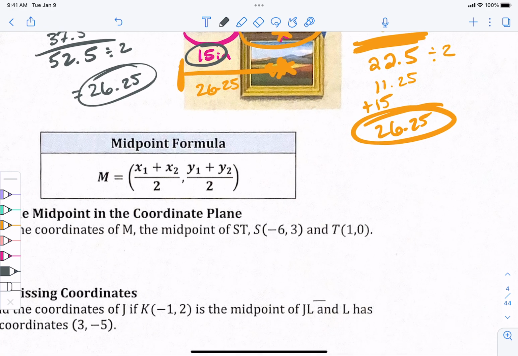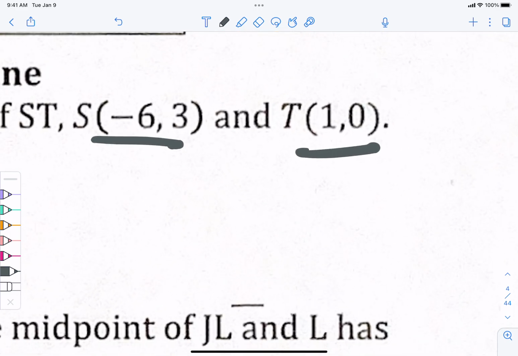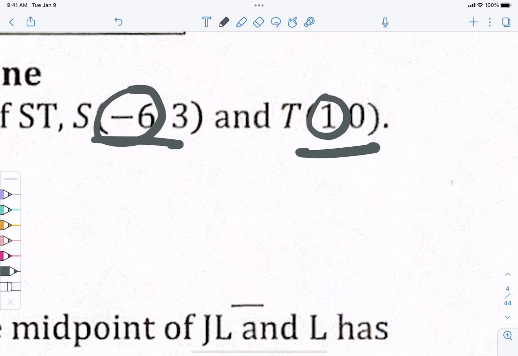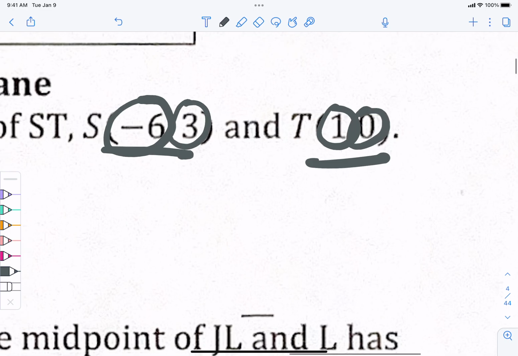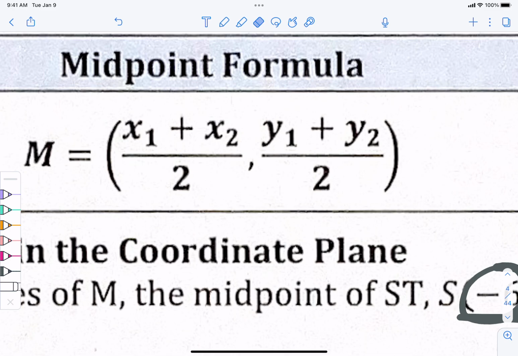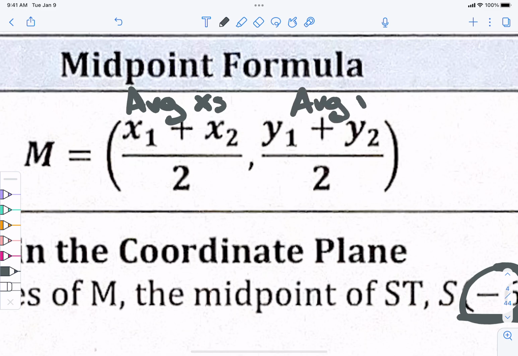Now, finding the midpoint, let's say I'm doing two coordinate points, right? So find me the middle if I have one coordinate point at -6, 3 and the other coordinate point at 1, 0, okay? So -6 and 1 are my x coordinates, correct? And 3 and 0 are my y coordinates. So all I'm going to do is two different averages. This is the average for the x's, and this is the average for the y's. I average the x's together and I average the y's together. Does that make sense? I'm adding the x's and dividing by 2. I'm adding the y's and dividing by 2. That's all I do, right?